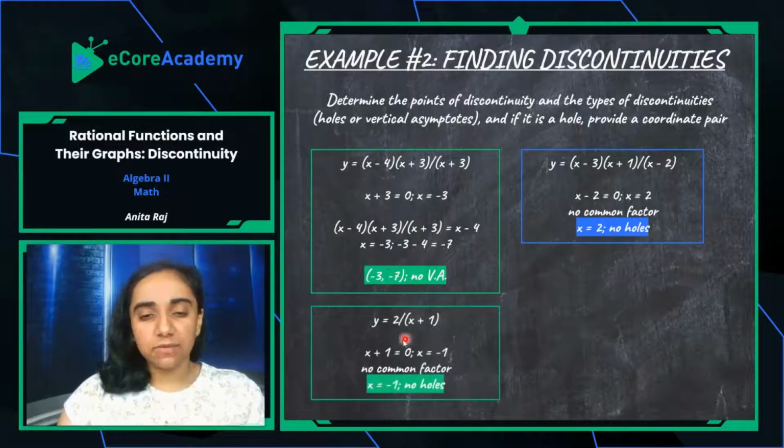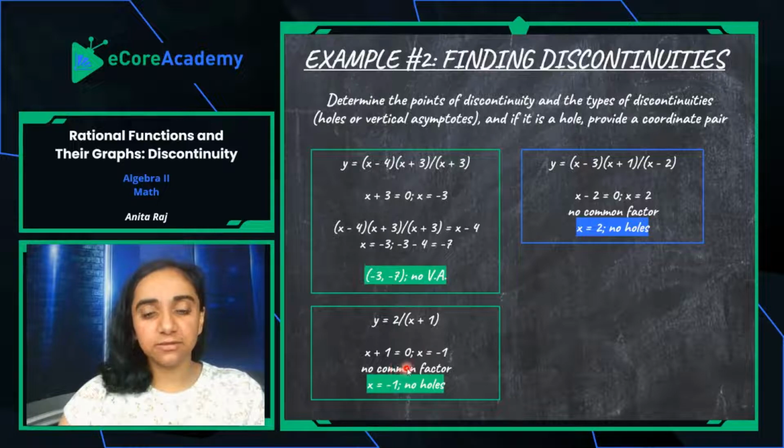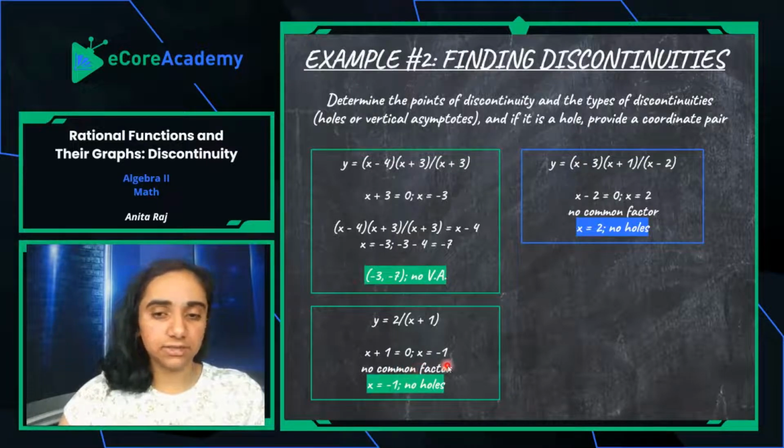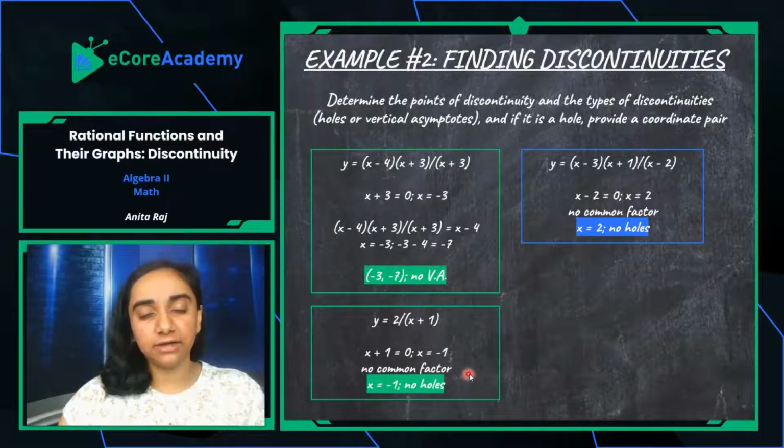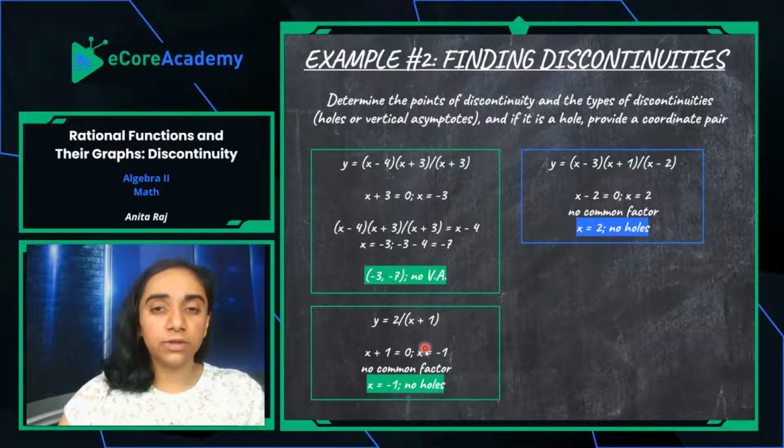Our next example, y equals 2 divided by x plus 1. First step, set the denominator equal to 0. x plus 1 equals 0, subtract 1, and x is equal to negative 1. There's no common factor between 2 and x plus 1, so there are no similarities, no common factors, meaning there are no holes. Our only discontinuity is this x equals negative 1, meaning this is a vertical asymptote. So our discontinuity is x equals negative 1, and there are no holes in this function.